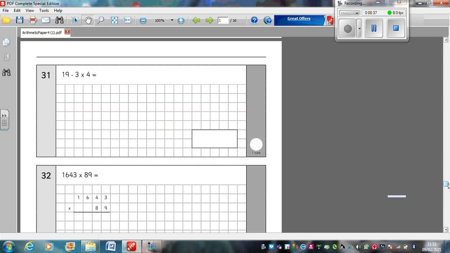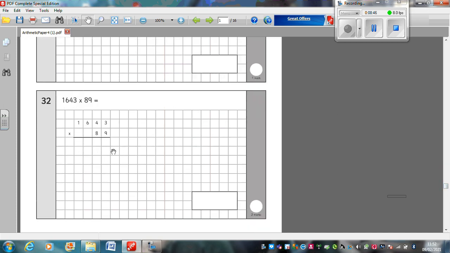Next, question 32. 1,643 multiplied by 89,000. Just think about how you set it out and that little extra thing you need there.